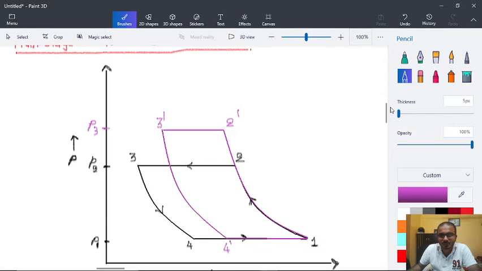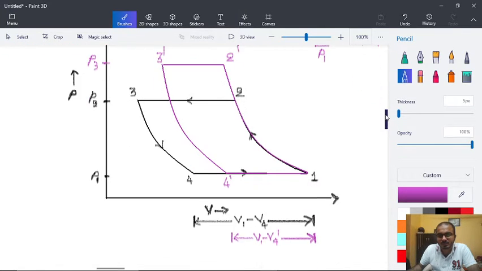So previously the pressure ratio was P2 upon P1 with swept volume V1 minus V4. Then we tried to increase the pressure ratio. In that case the pressure ratio increased to P2 prime upon P1, and the swept volume is V1 minus V4 prime. So it can be clearly seen from the figure that the pressure ratio has increased while the swept volume has reduced.